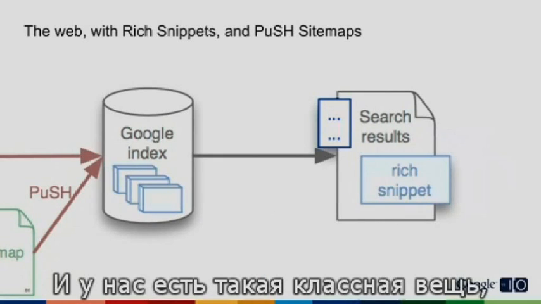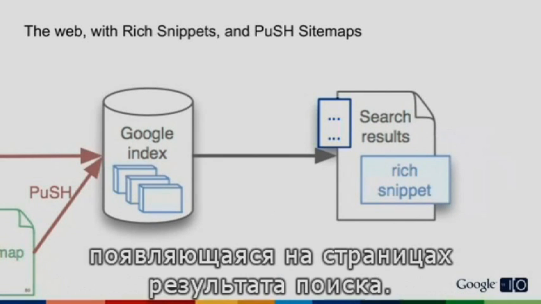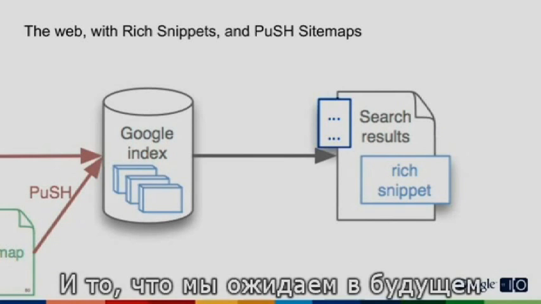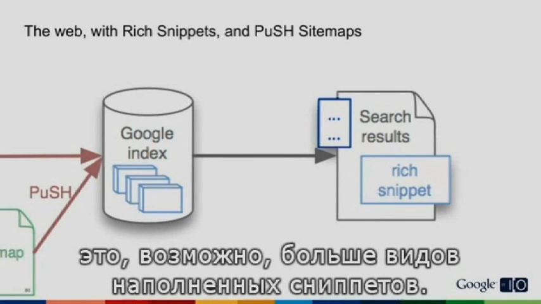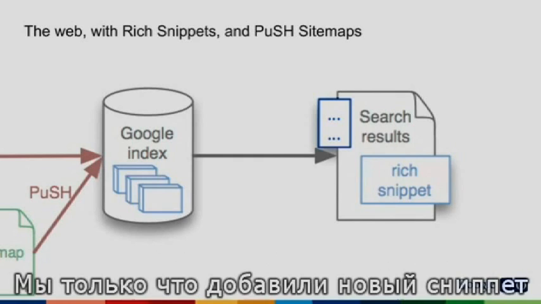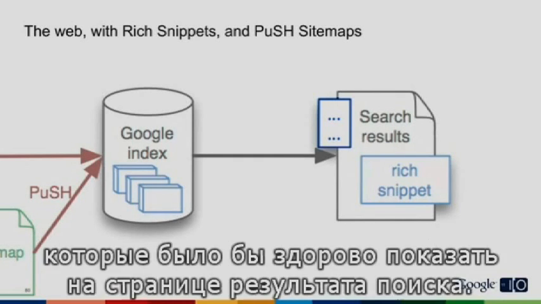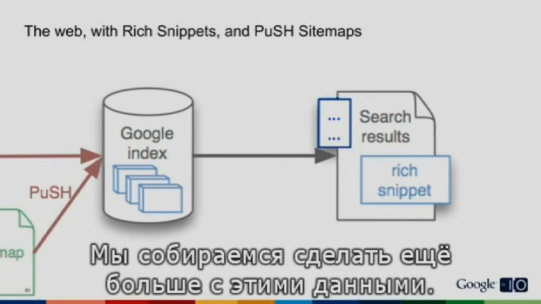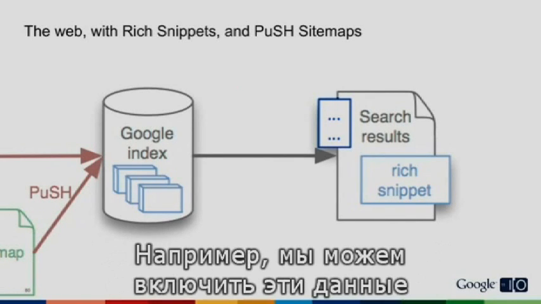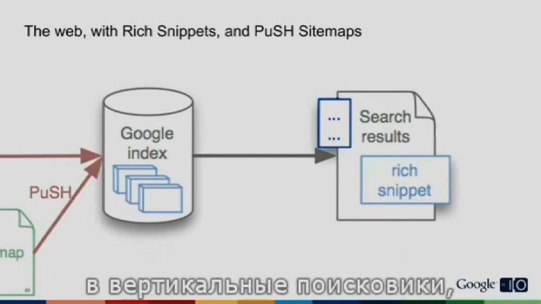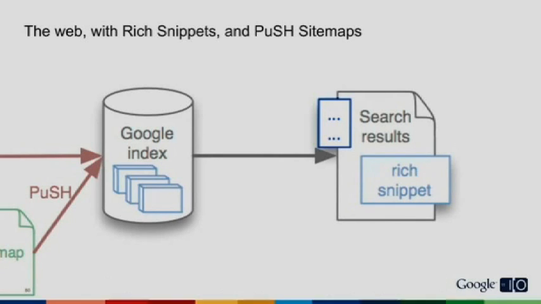And then we've got this cool stuff over in the search engine results page. What we can expect in the future, for sure, is perhaps more rich snippet types. We just added prayer times, and there are a lot of different discrete entities that would be cool and interesting to show in the search engine results page. But we're also going to do more with that data. For example, we can include that data in vertical searches, and we've just recently released this feature.